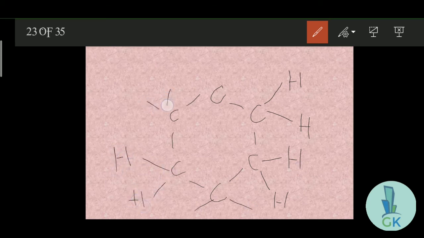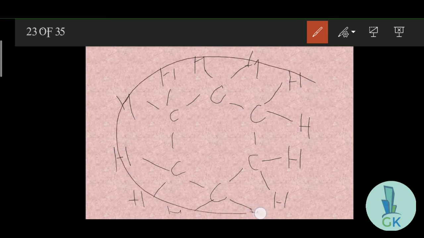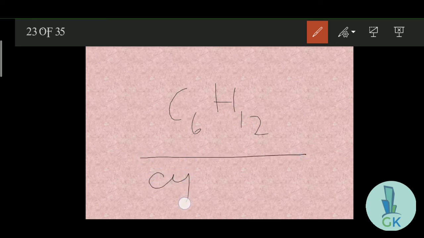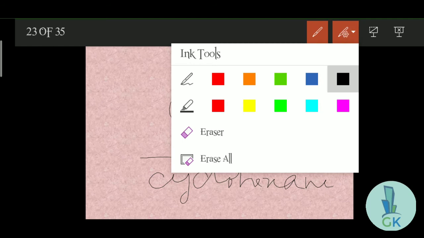All these carbons have 2 hydrogen atoms. So the structure becomes something like this, and the formula will be C6H12. So this is the formula for cyclohexane.